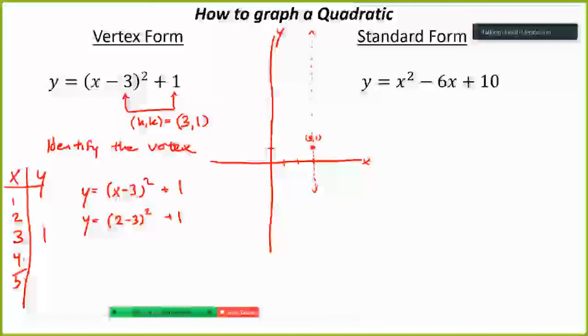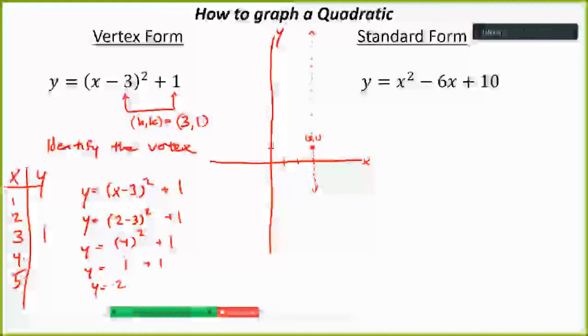Okay, 2 minus 3 is negative 1. So negative 1 squared gives me a 1. Negative 1 times negative 1 is positive 1. 1 plus 1 is 2. Okay, we plugged in a 2 for x and we get out 2 for y. Awesome. So let's graph that one.